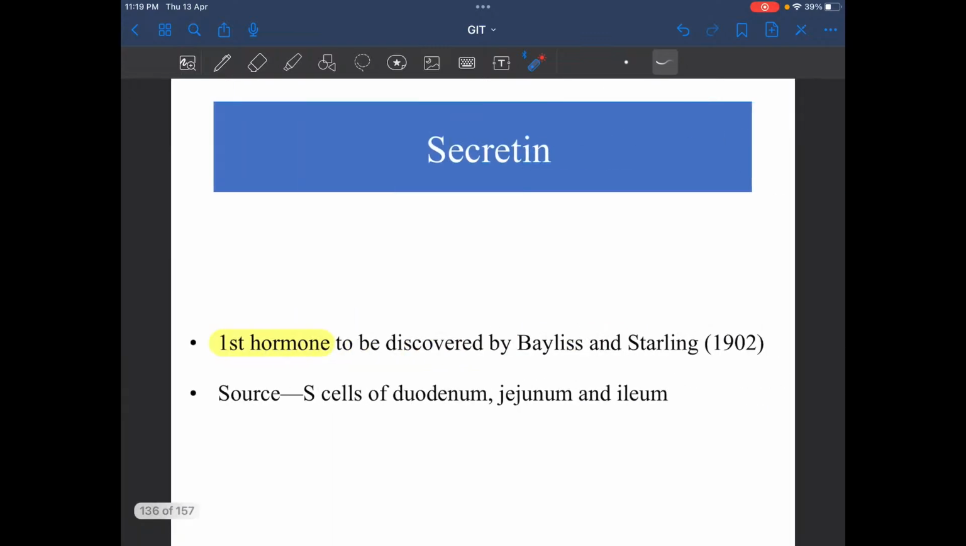Now we talk about secretin. Secretin was the first hormone to be discovered, by Bayliss and Starling.